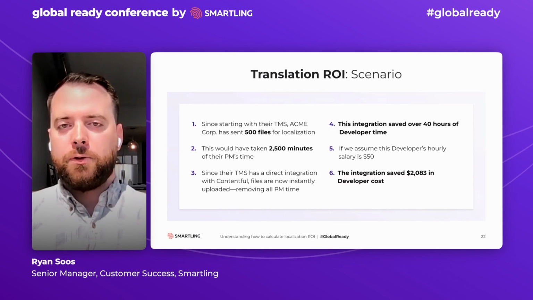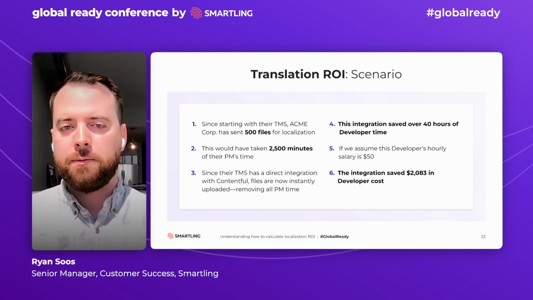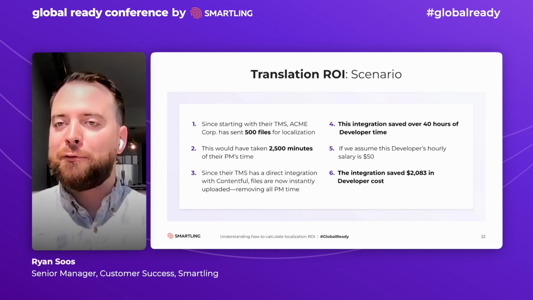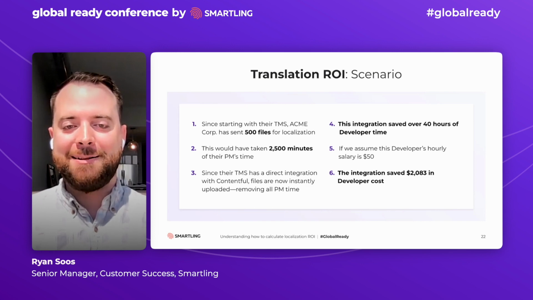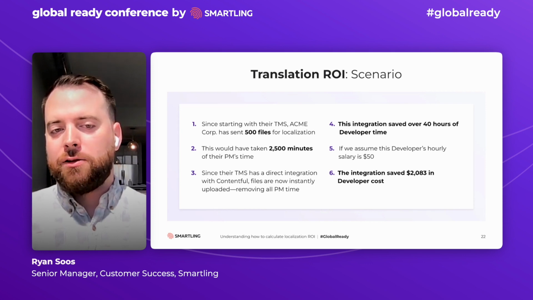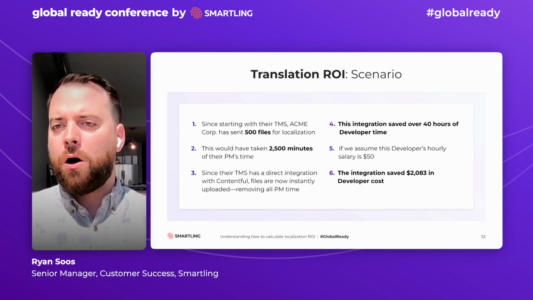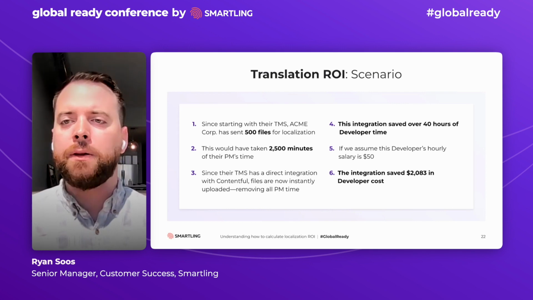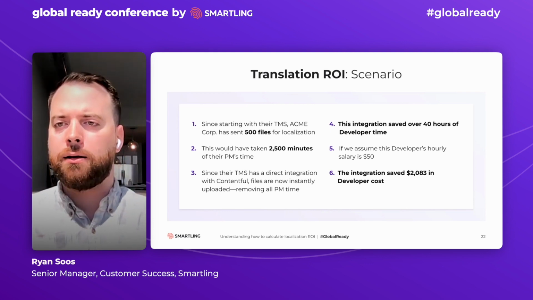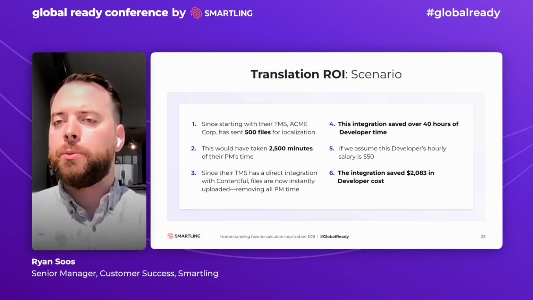And how does that add up? So the scenario here, Acme Corp sent us 500 files in 6 months, okay? And 500 times 5, 2,500 minutes. So when you look at this, their TMS is directly integrated with Contentful. Files are instantly uploaded. All that dev or product manager time is completely removed. The content owners actually have the ability to submit content for translation. So the developer has no involvement in localization anymore.